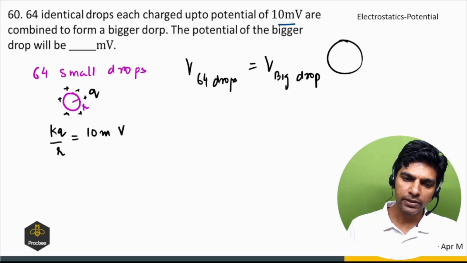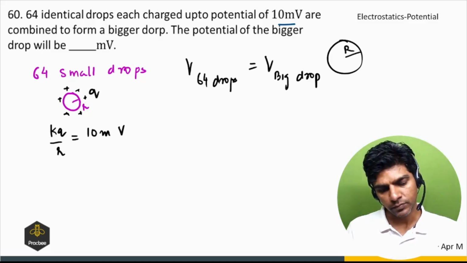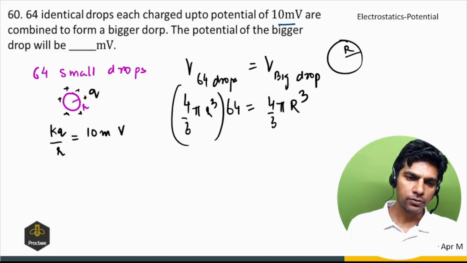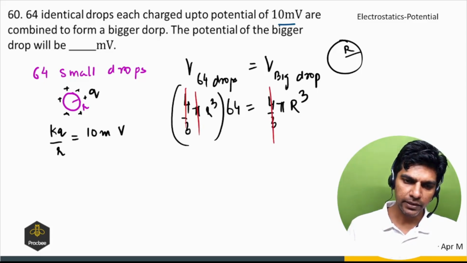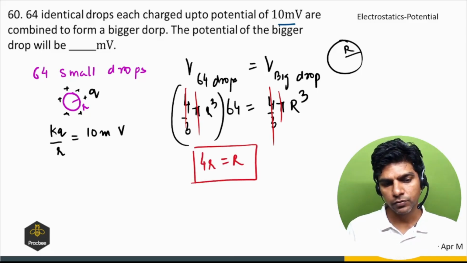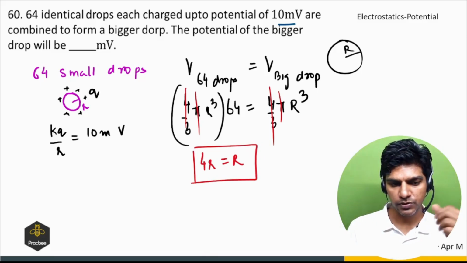And let's say the big drop has a radius capital R. So 4 by 3 pi small r cube times 64 should be equal to 4 by 3 pi capital R cube. So this 4 by 3 pi will get cancelled out. Let us take cube root on both sides, so that will become 4r equals capital R. So we have the relation of capital R in terms of small r.